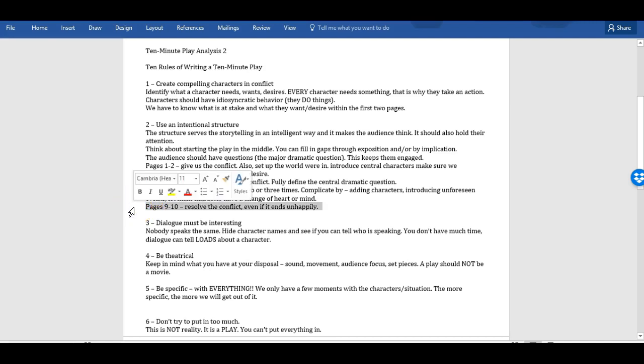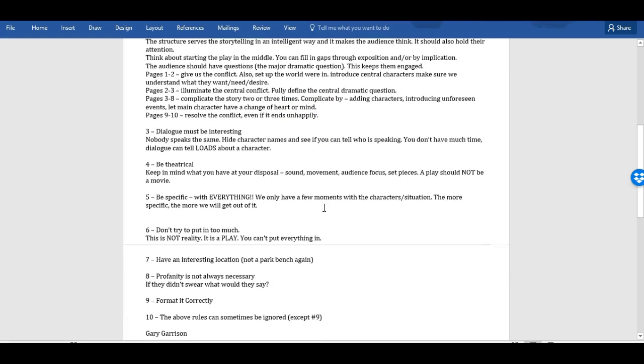And then, guess what? In pages 9 to 10, you resolve it. Doesn't have to end happily ever after, but there is a resolution. Whatever this central conflict was that you defined up here, we know the resolution of it by the end of the play. So that's your structure right there.